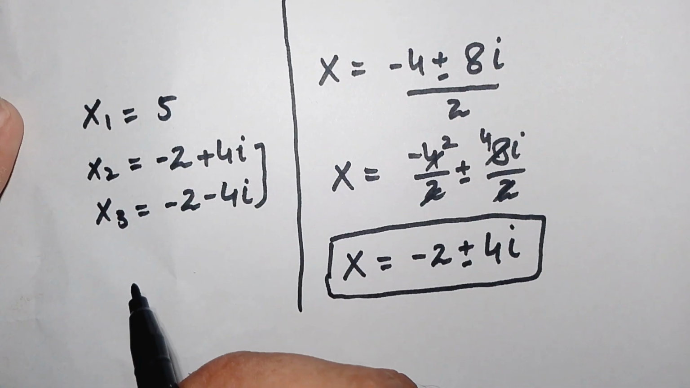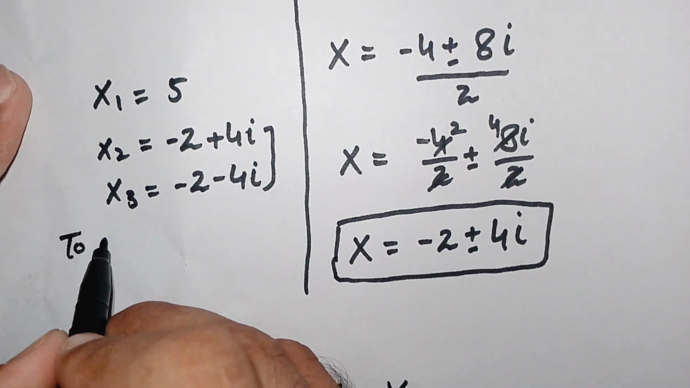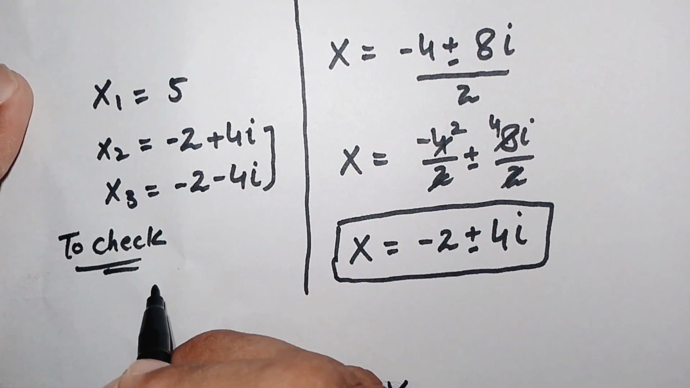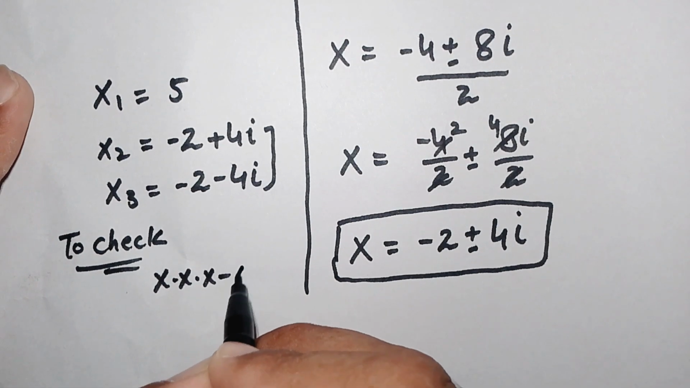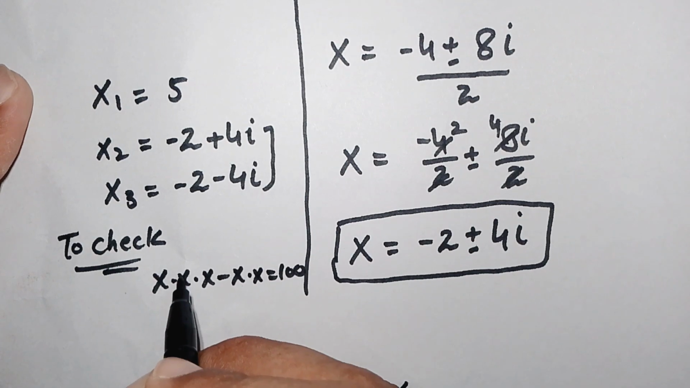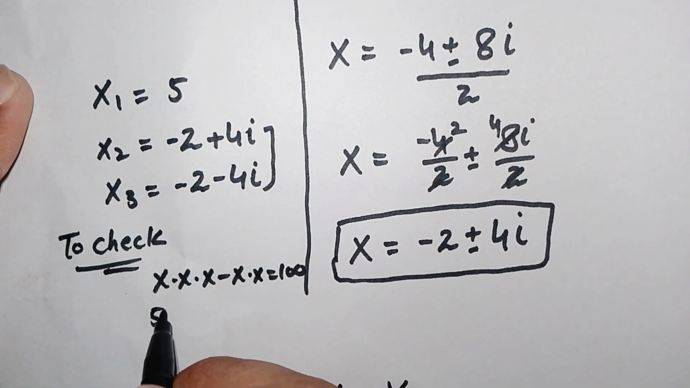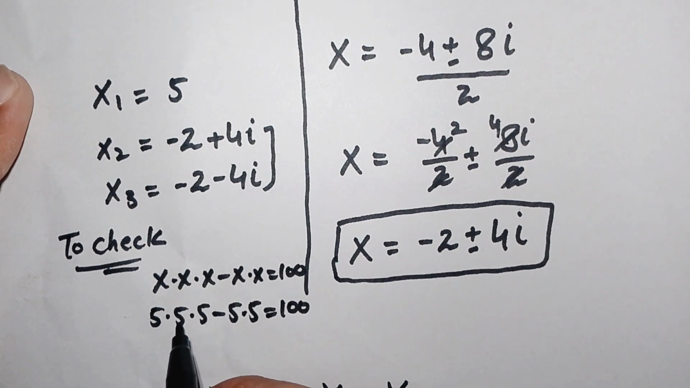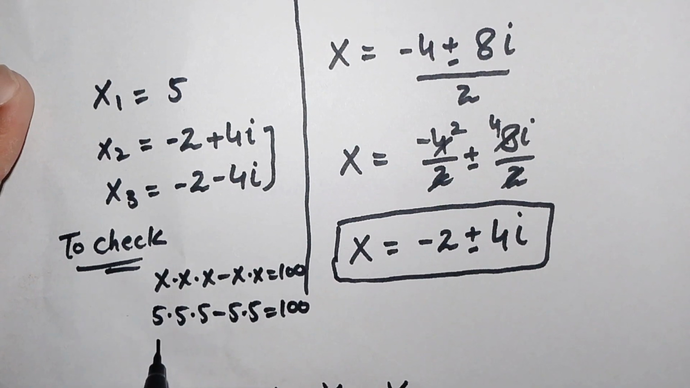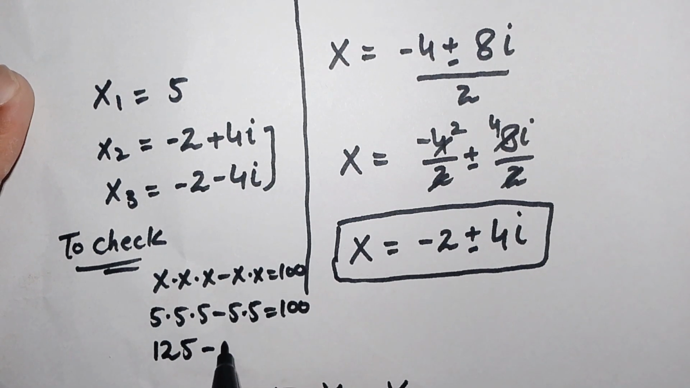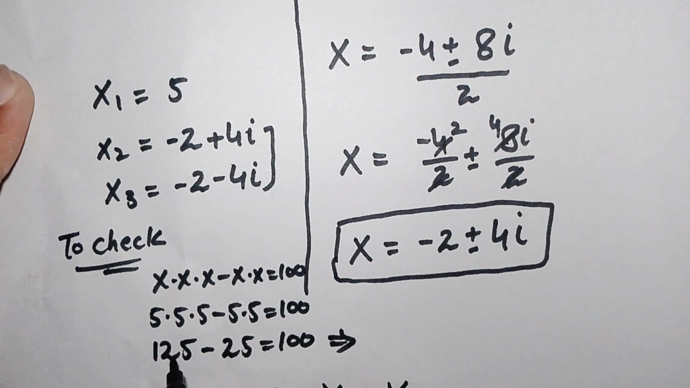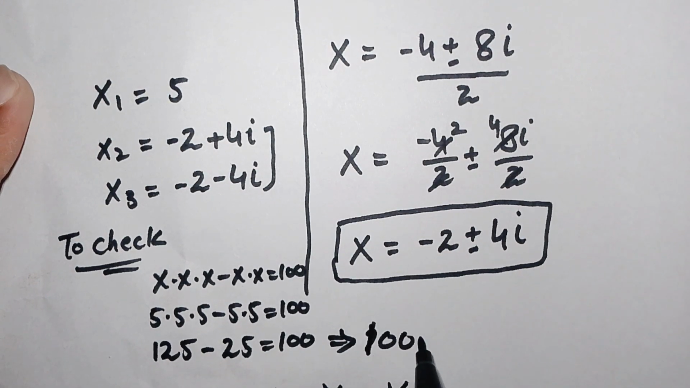So let's check whether this is correct or not. To check, we have to check this for the real value. So the question is x times x times x minus x times x is equal to 100. So here x is equal to 5, so 5 times 5 times 5 minus 5 times 5 is equal to 100. 5 times 5 is equal to 25, 25 times 5 is equal to 125, minus 5 times 5 is equal to 25, which is equal to 100. And finally, 125 minus 25 is equal to 100, which is equal to 100.